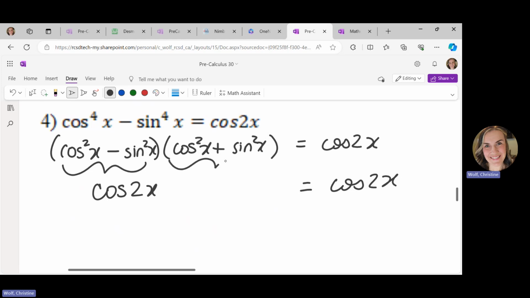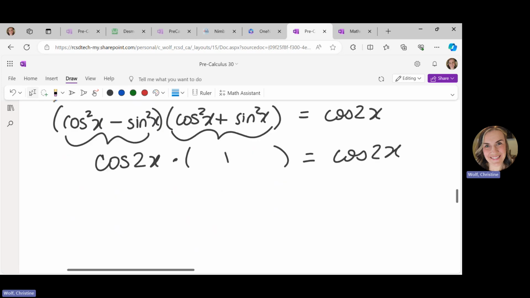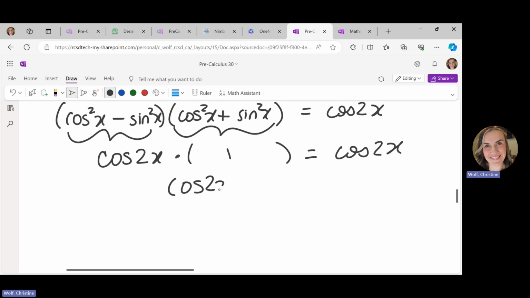Anyone know what I can do with the second bracket and just call it a day? We're done factoring. It's 1. Cos squared x plus sine squared x equals 1. So that second bracket is a 1, right? So really at the end of the day, timesing by 1 don't matter. And we got cos 2x equals cos 2x. And we didn't even have to change the right side. So that's why you leave the simpler side alone, because sometimes magic can happen and you don't even need to touch it. Okay?